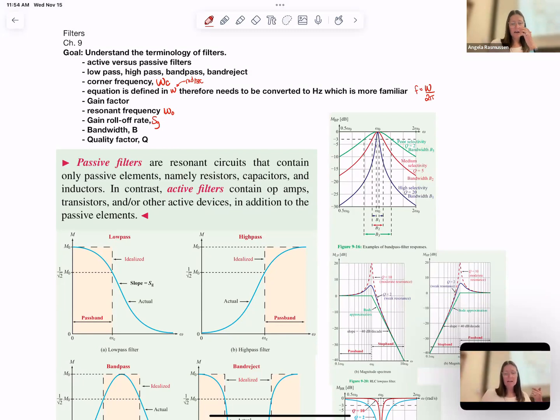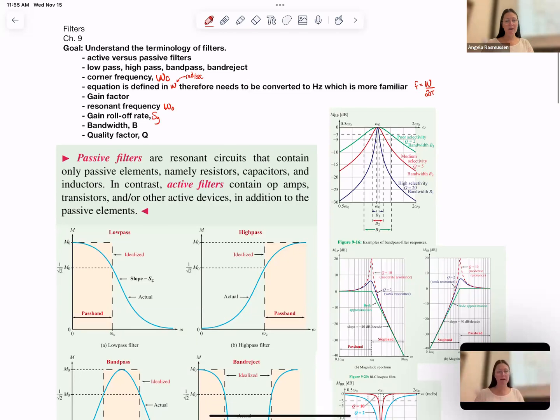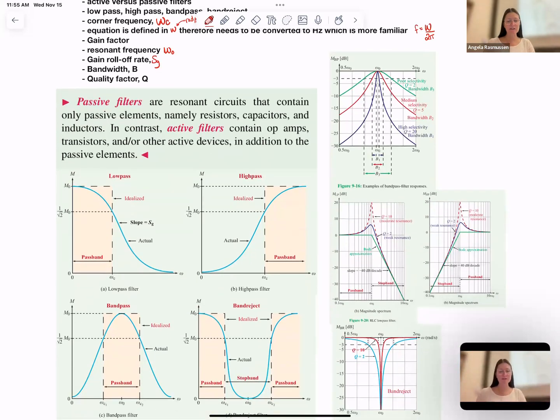And then the equation that is defined in omega. So understanding what omega means in a graph, omega meaning radians per second. So it's a different radian than we're used to. Understanding that, and then understanding how to convert to hertz, which is a more common term for us. And then gain factor, resonant frequency, gain roll-off rate, bandwidth, and quality factor.